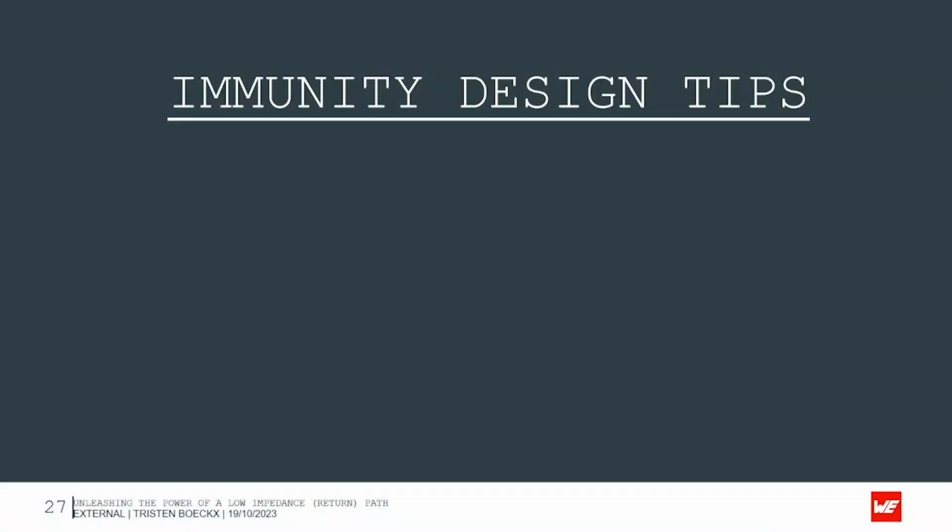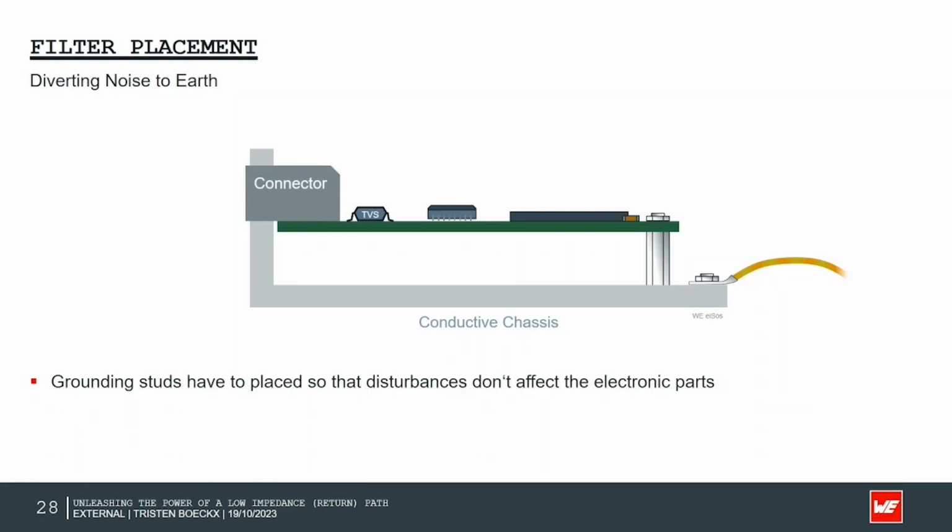When we then zoom in on immunity design tips, take for example a PCB mounted on a conductive chassis where we introduce an ESD pulse. Then it's important to know how the current is flowing. In the first example, you can see that the current will flow like this, and this can introduce disturbances that affect the electronic parts. When we then place it shorter to the TVS, we can see that the return path of this ESD pulse is better, because it doesn't disturb the PCB or the other electronic components on the PCB.